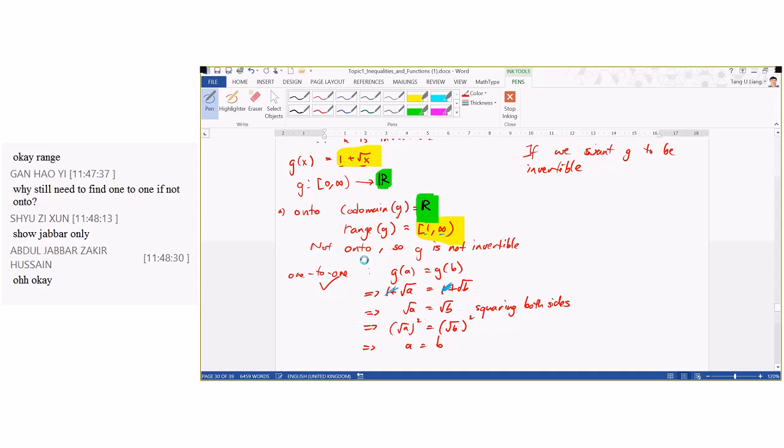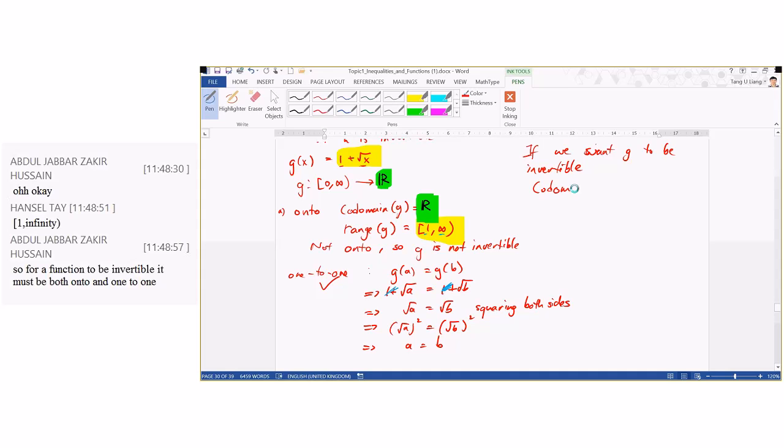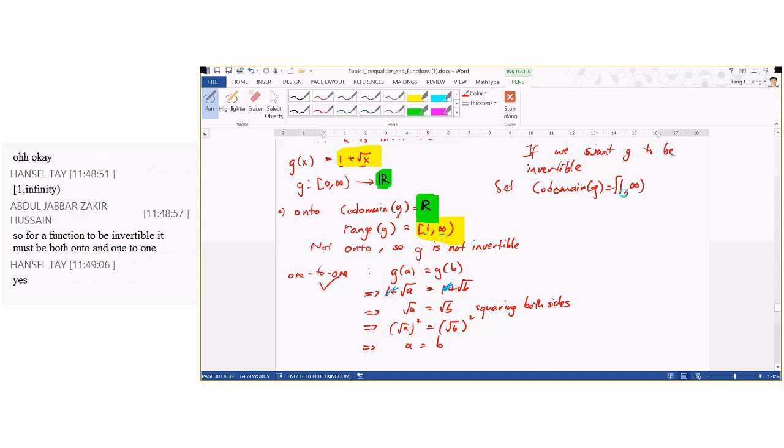Okay, so notice we have a new codomain now. G, I modify the codomain, so it's purposely equal to the range. So now G becomes invertible, and we can find out what the formula is. I just write the answer for you. You try and work out the working yourself. This will be actually x minus 1 squared. So please think of the working by yourself.